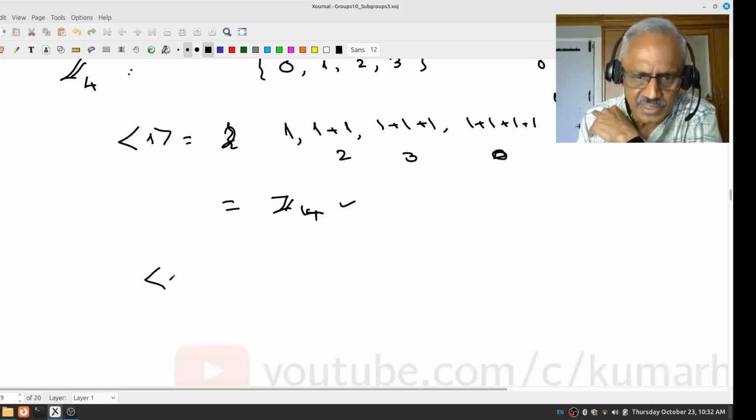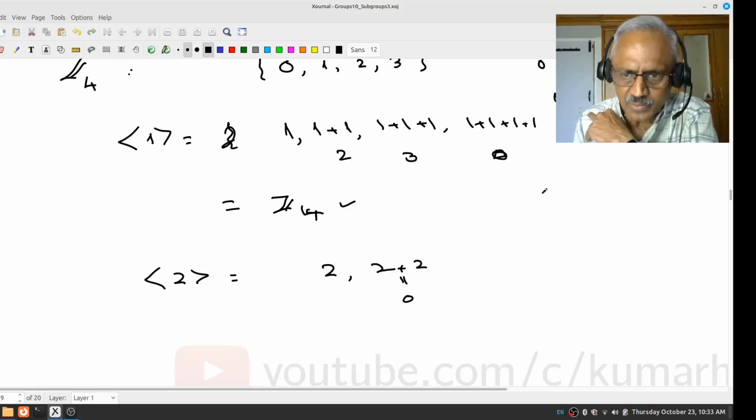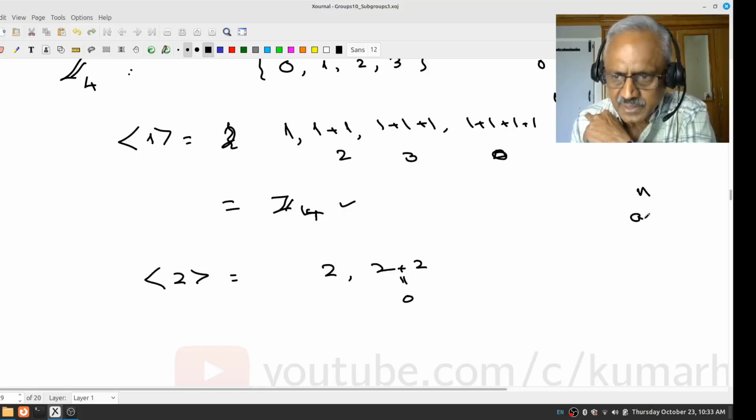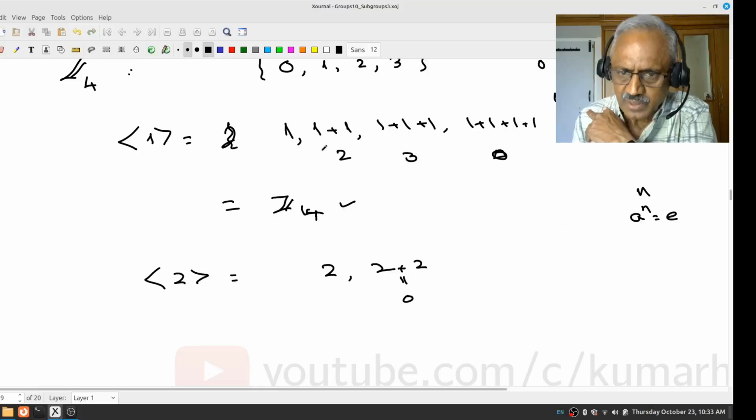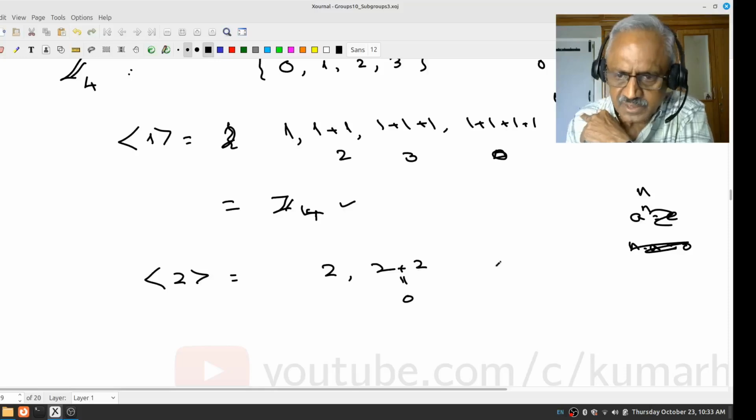Now let's look at the cyclic subgroup generated by 2. This means I should have a 2, then I should have 2 plus 2, but that's already 0. So this is the least positive integer. You understand what I am doing? I am looking for the least positive integer n such that a^n is the identity. In this case, with additive notation, the least positive integer n such that n times a is the additive identity 0. Therefore, this consists of only 2 elements, 2 and 0.